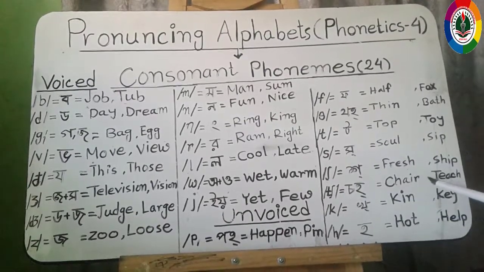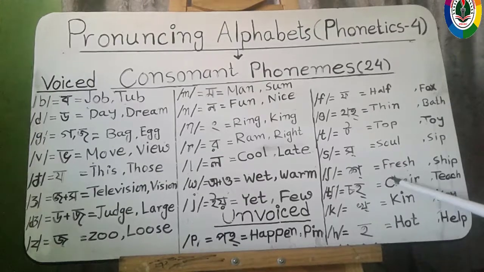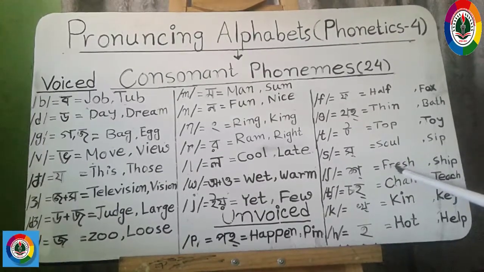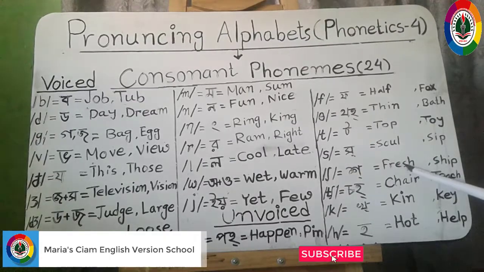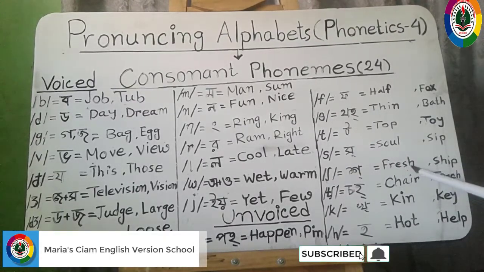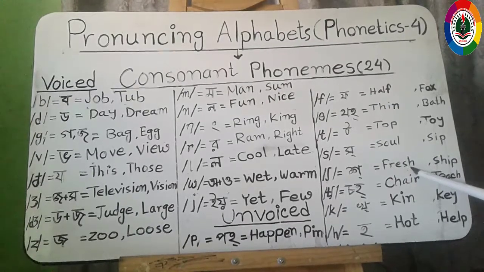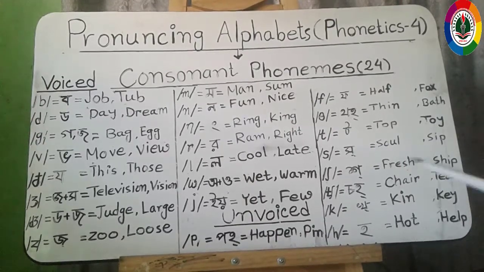And the examples are like, apart from whoosh, the two more examples I have used here are fresh, ship. While you alter fresh and ship, look that while you alter fresh, there comes a sh sound, and while you alter ship, there also comes a sh sound.